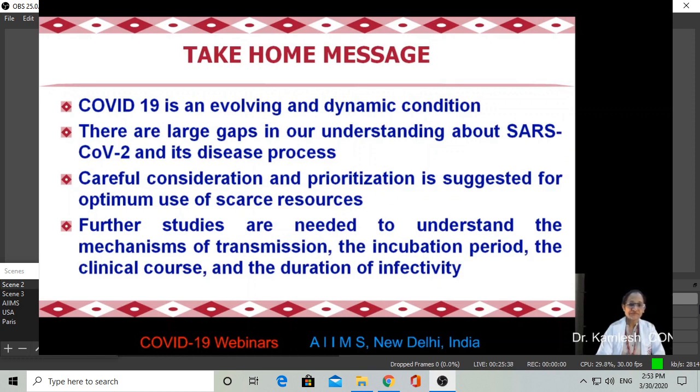There are large gaps in our understanding about several aspects of COVID-19. The natural history of COVID-19 is still not yet fully understood. Therefore, careful consideration and prioritization is suggested for optimum use of the scarce resources. Further studies are needed to understand the entire natural history and the evidence for treatment, etc.